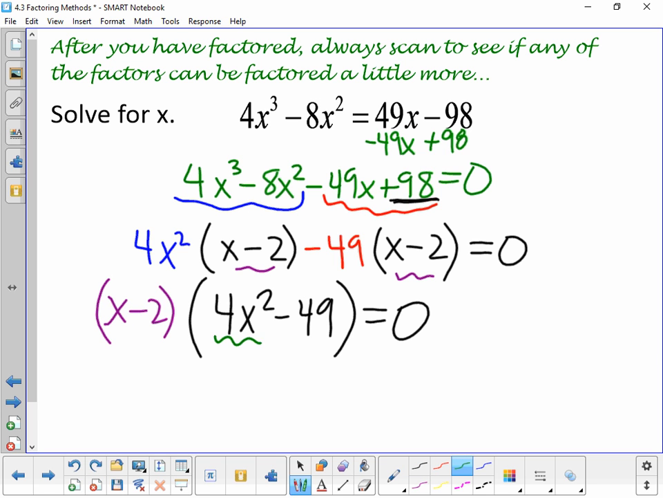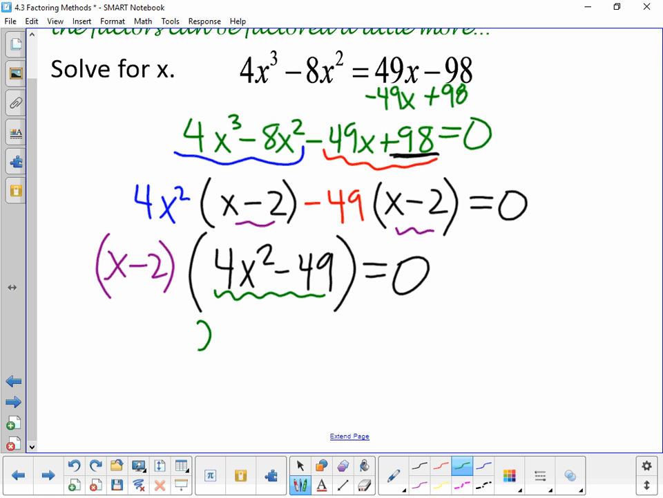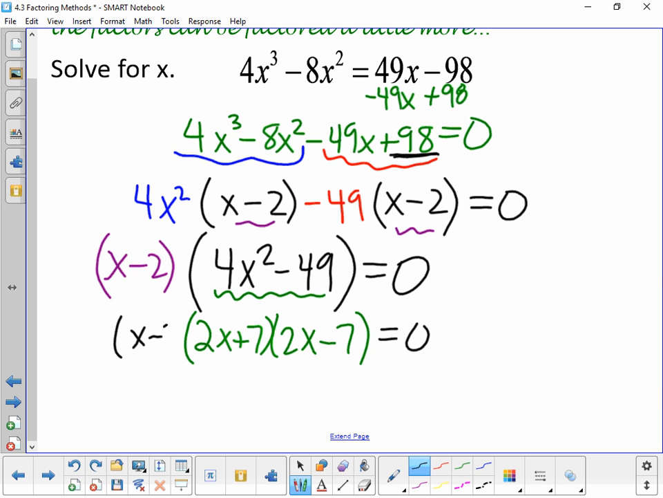Hopefully you notice that this is a difference of squares and can be factored a little bit more. It will be a 2x plus 7 and a 2x minus 7. And then, of course, we still have our factor of x minus 2. So our 3 solutions are 2, negative 7 halves, and positive 7 halves.